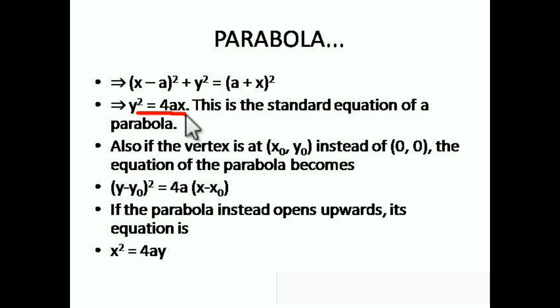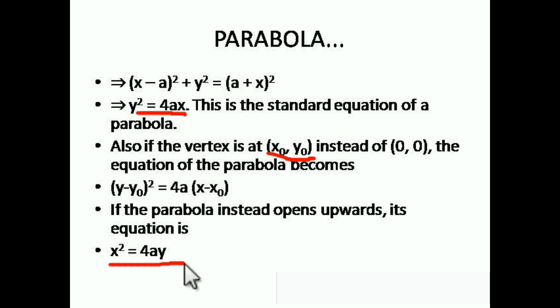This is the standard equation of a parabola with the positive x-axis as its axis. If the negative x-axis is the axis, then y square equals minus 4ax. Now if the vertex is other than (0, 0), say (x0, y0), then the standard form is (y minus y0) whole square equals 4a(x minus x0). If the axis is the y-axis, then the standard equation is x square equals 4ay.